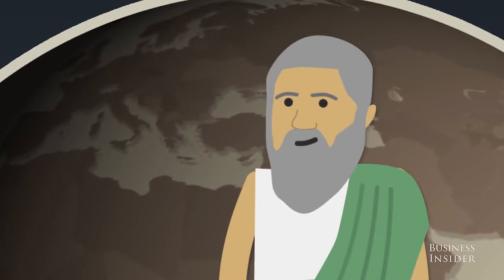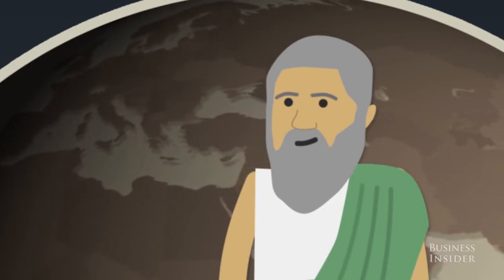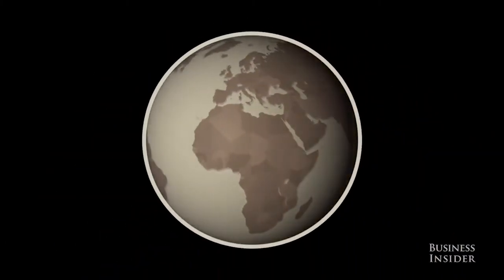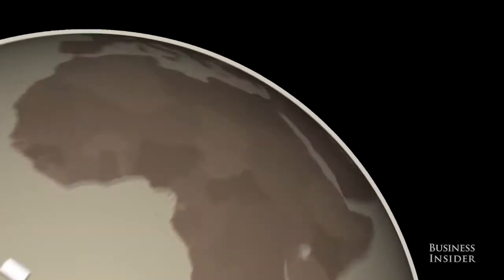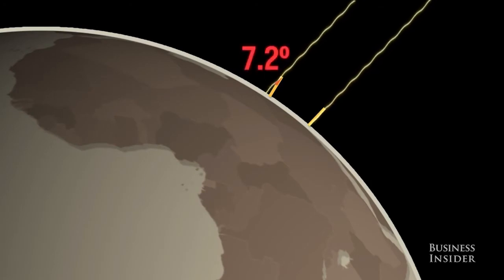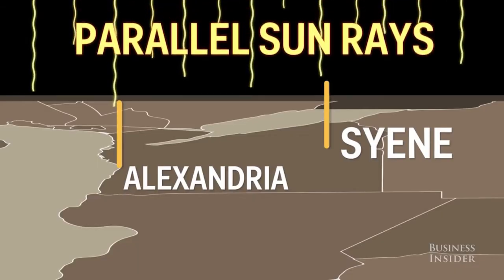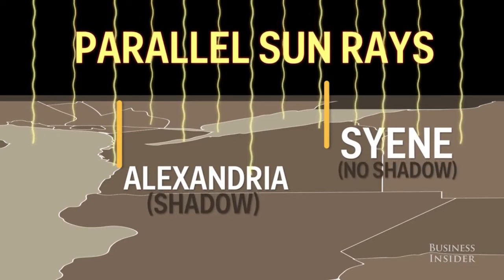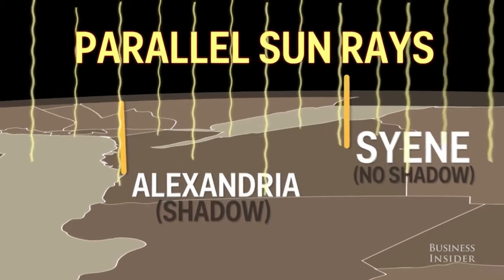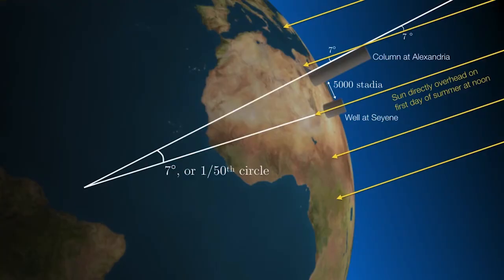These observations could only mean that the sun during this time in Alexandria was not directly overhead. Eratosthenes then determined the angle the sun made with a vertical direction by measuring the shadow that a vertical stick cast. He found out that in Alexandria, the sun makes an angle of 7.2 degrees from the vertical, while 0 degrees in Syene. To explain the difference, he hypothesized that the light rays coming from the sun are parallel, and the Earth is curved.